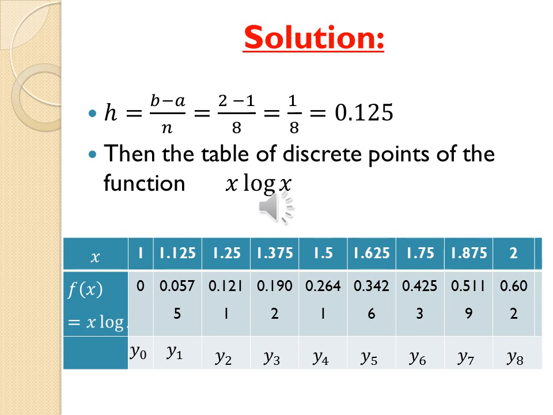So calculate by the calculator. Get the calculator. Put alpha x, after that log, alpha x. Calculate, x equals 1. Put 1. We get first 0. After that, x equals 1.125. Get the result, and so on till the end, where 2 gives 0.602. That's the table.